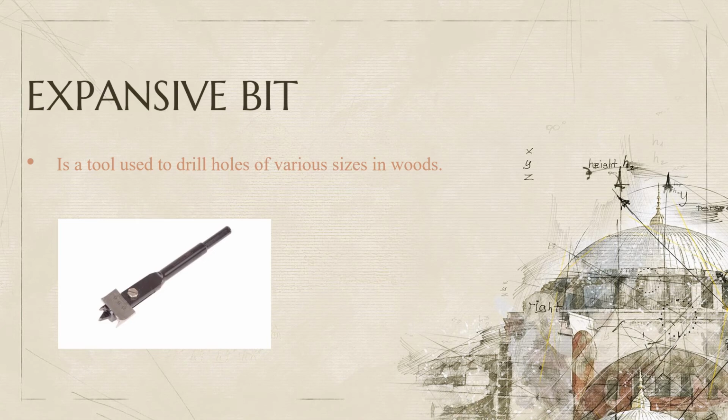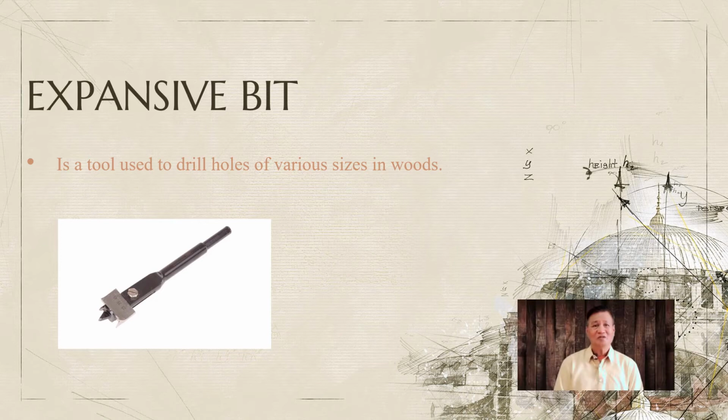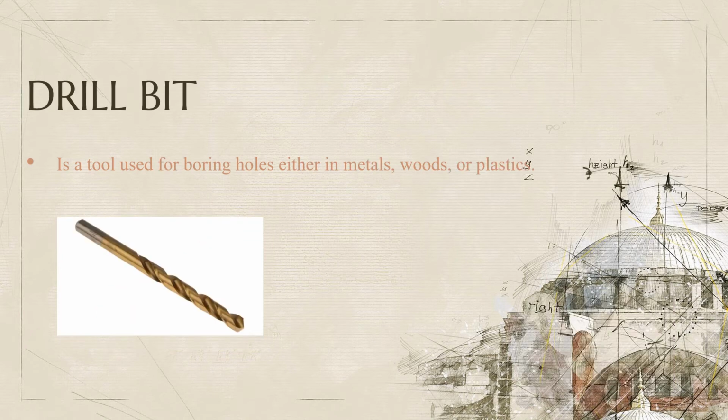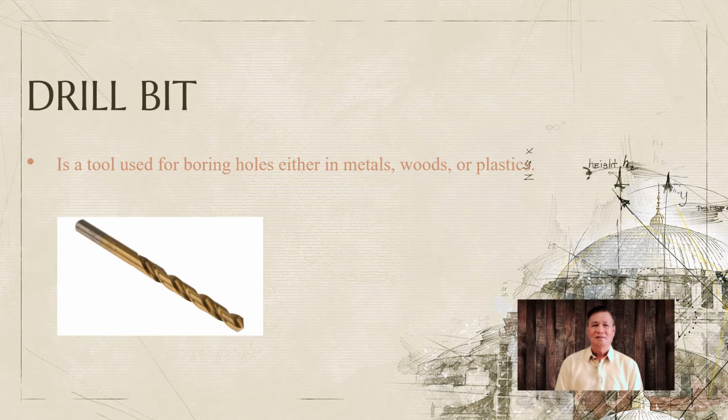Next is expansive bit. Expansive bit is a tool used to drill holes of various sizes in wood. Next, drill bit. Drill bit is a tool used for boring holes either in metal, wood, or plastic.